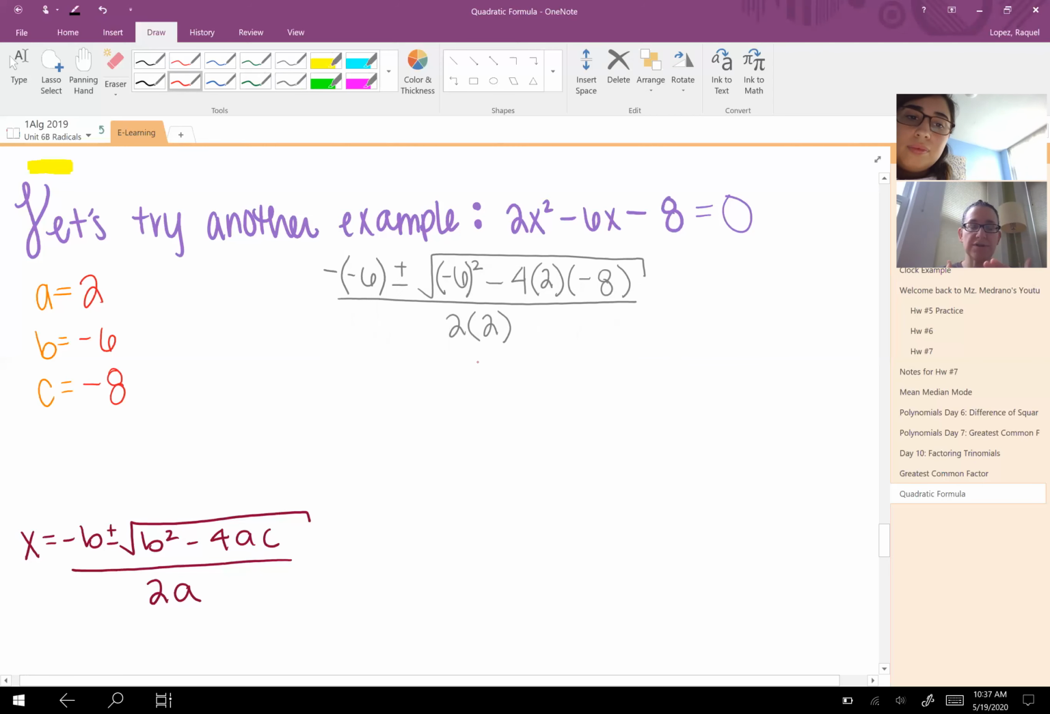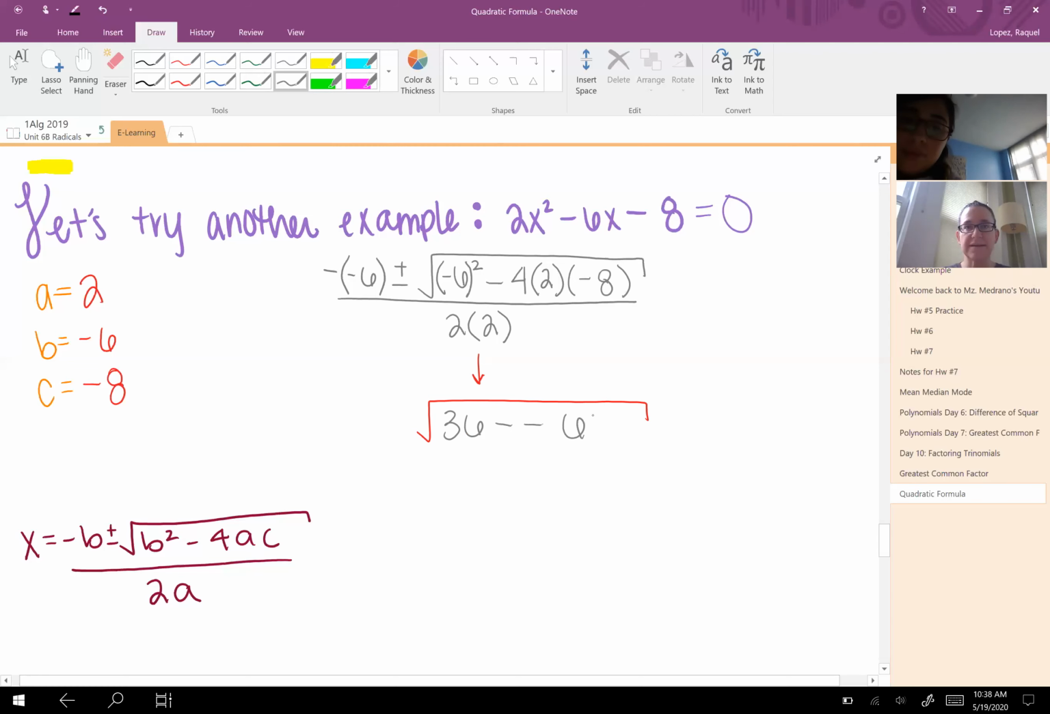Order of operations, I'm going to tackle the stuff underneath the radical sign first. So I'm going to think about negative 6 squared. Negative 6 times negative 6, I'm going to get a positive 36. And then I'm going to subtract whatever 4 times 2 times negative 8 is. And I know multiplication comes before subtraction. So I'm going to go through that. 4 times 2 is 8 times a negative 8. That's negative 64. Okay, so I need to subtract a negative 64.